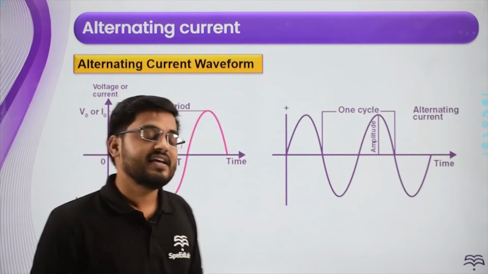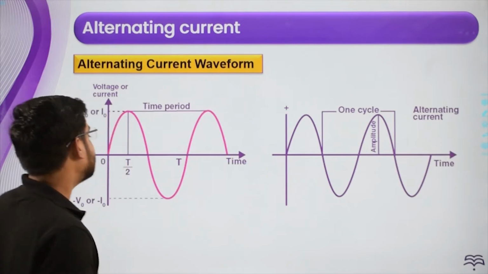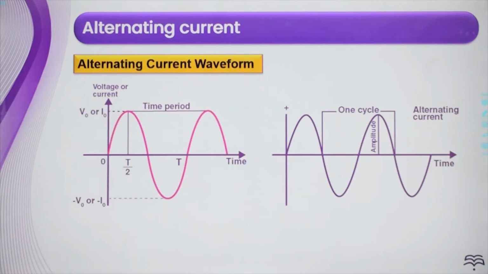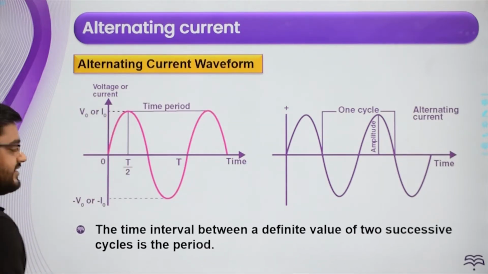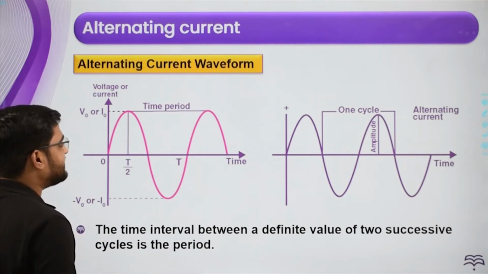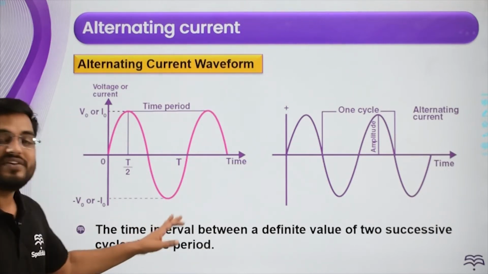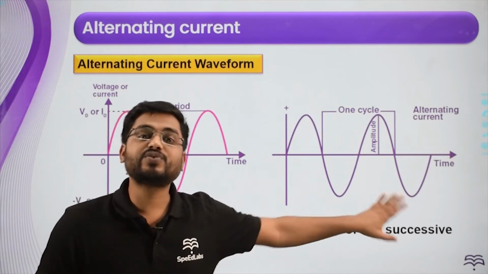So the standard is the sine waveform, and in the sine waveform, if we start talking about the points, the first point is the time period. We'll say it is the time interval between definite values of two successive cycles.